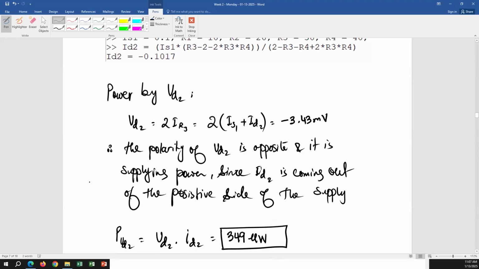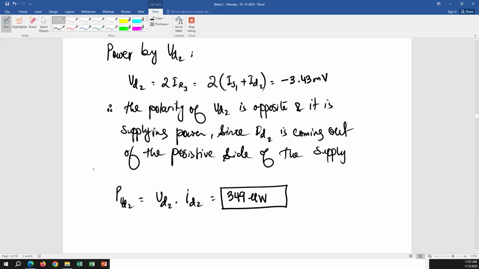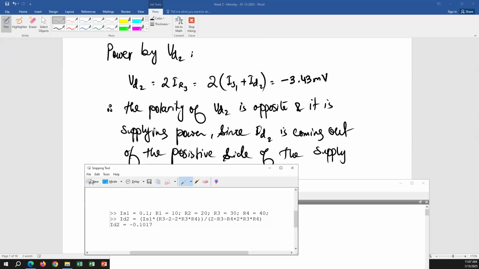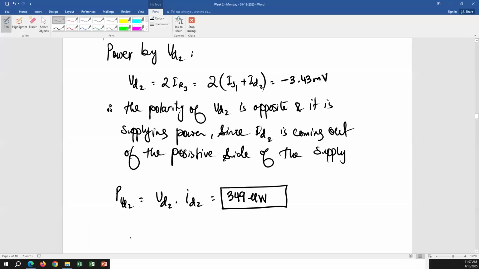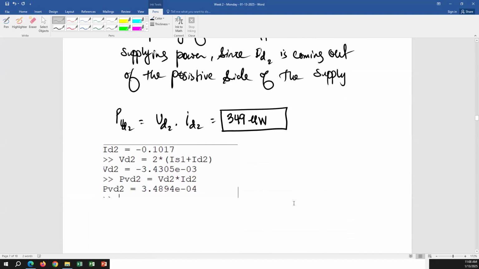All right, guys, any question that you may have about this so far before we move on to find the power of the other two sources? Let me see my MATLAB work. I can also copy this just to be on the safe side. So if it turned out we did make a mistake, then at least. ID2 is this, VD2 is 2 times IS1.